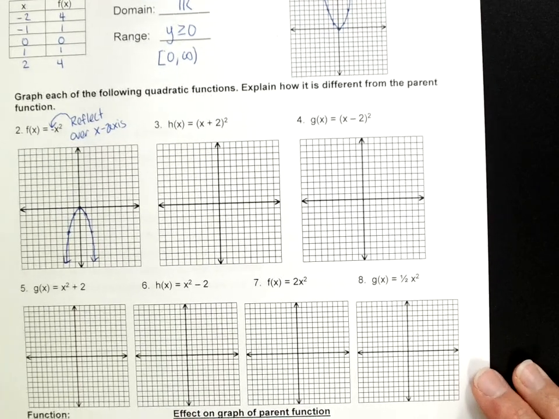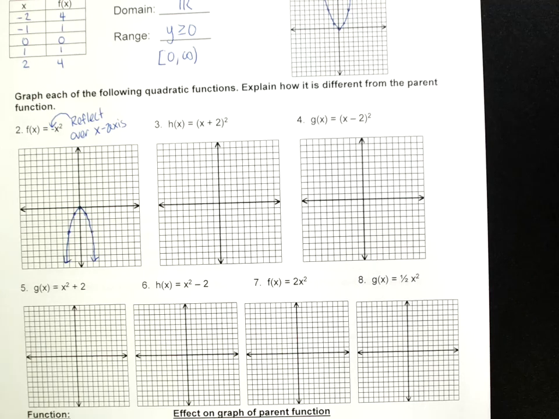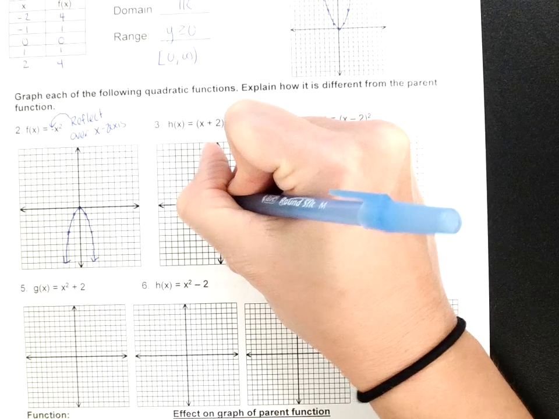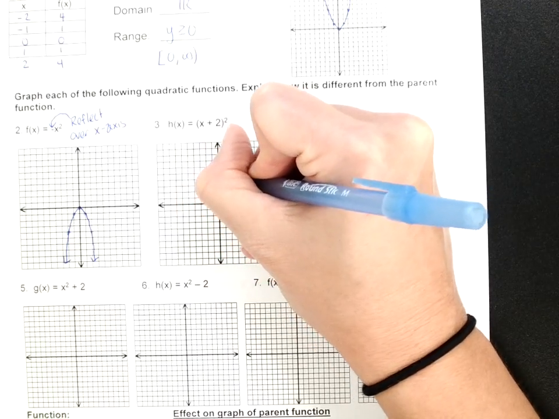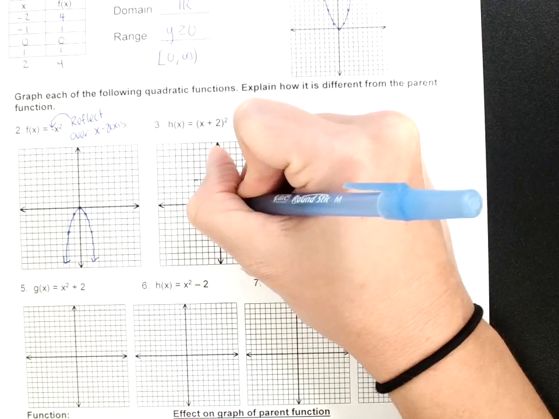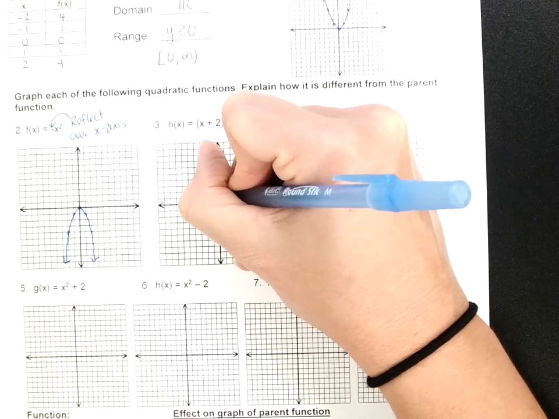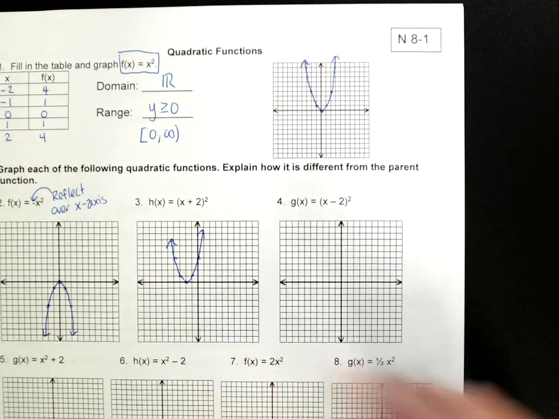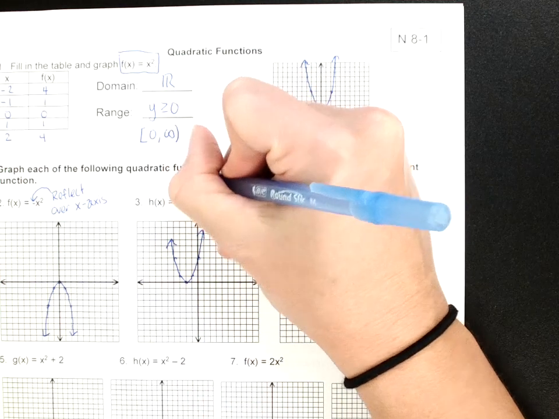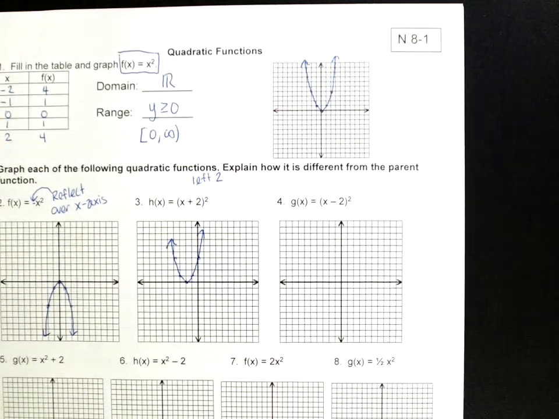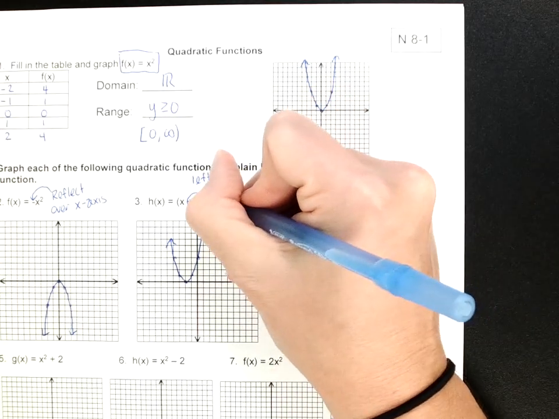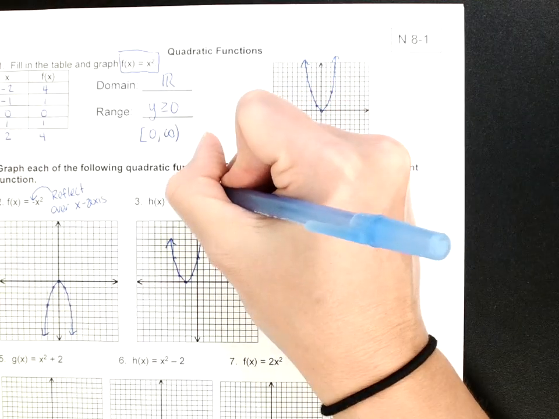When you add a 2 to the inside, in the parentheses, you're going to get a graph that looks like this. What's happened this time? Notice the entire graph from this one to this one has been shifted over to the left 2, specifically because of this part of the equation right here. Having that 2 on the inside makes it go 2 units left because it's a plus.